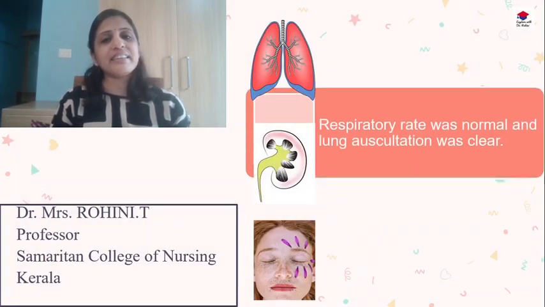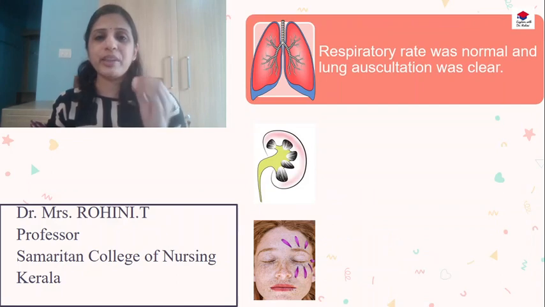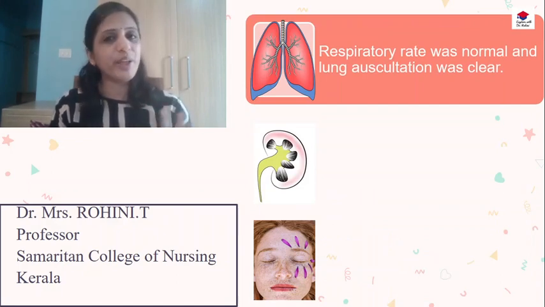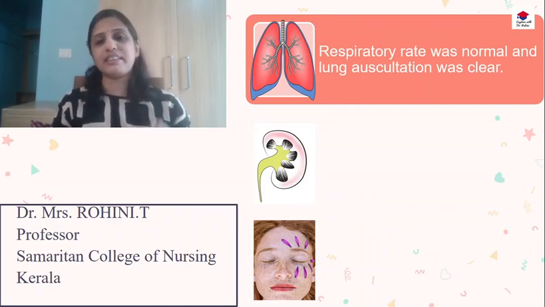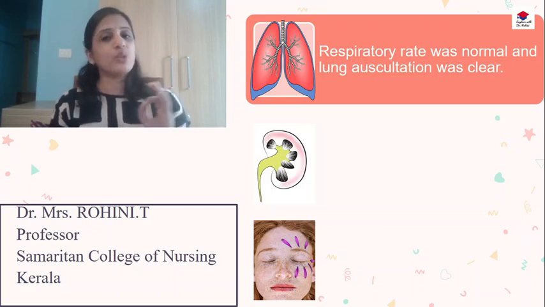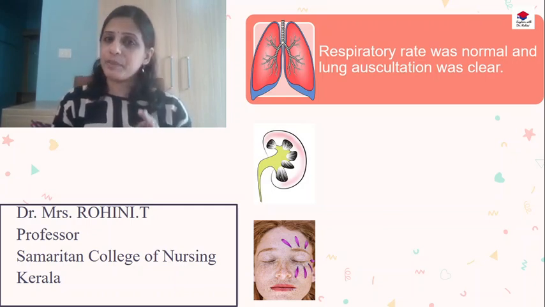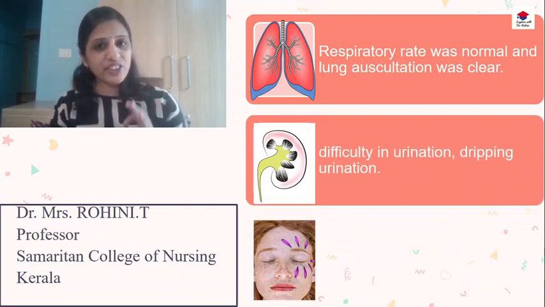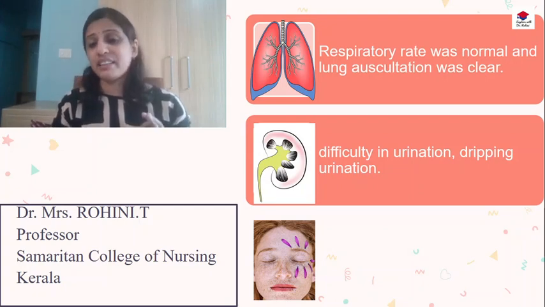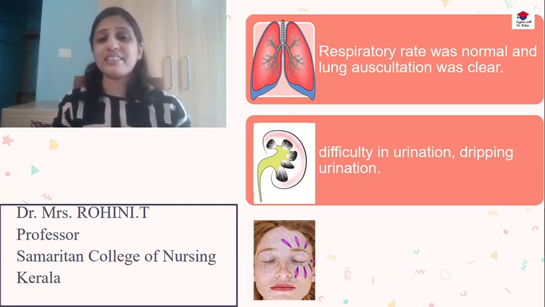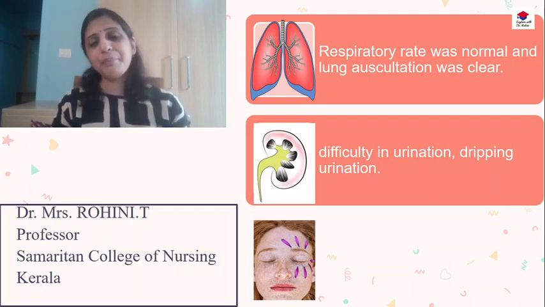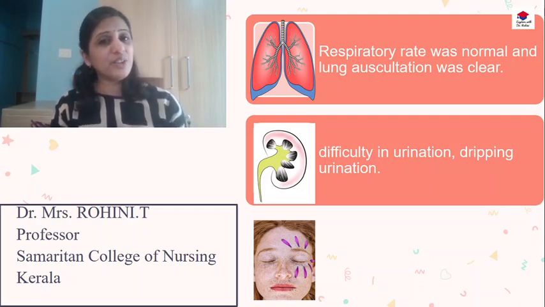Then the next thing is respiratory. When I looked into her respiratory system, it is found to be normal. The auscultation was clear, so she doesn't have any problem in the respiratory system. Coming on to her genitourinary system, she has difficulty in urination and there is dripping of urine. So she suffers from dripping of urine and dysuria.